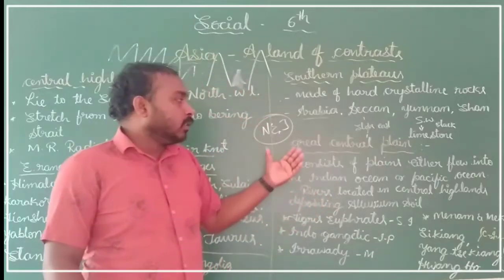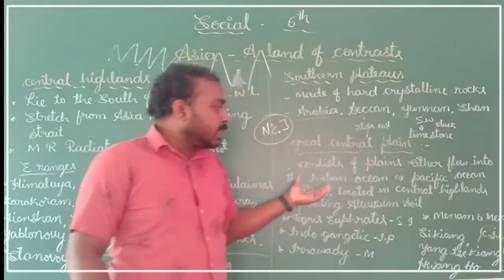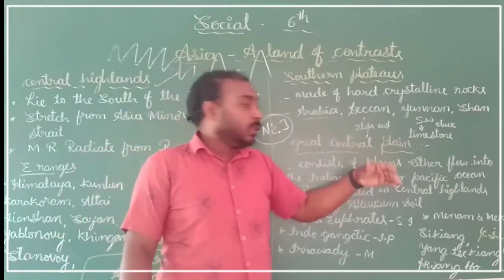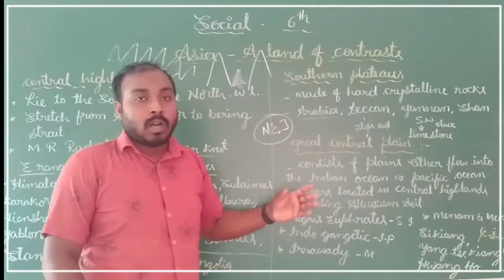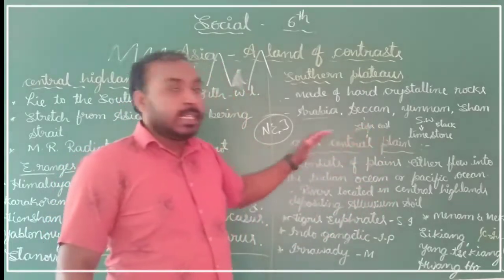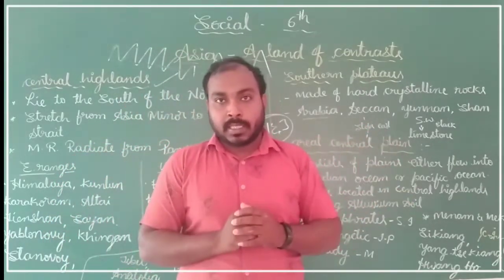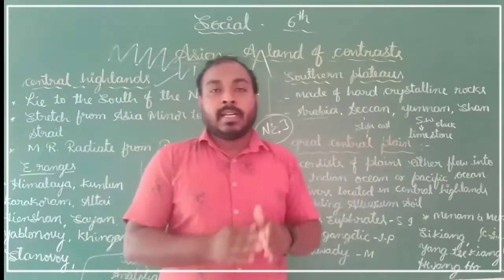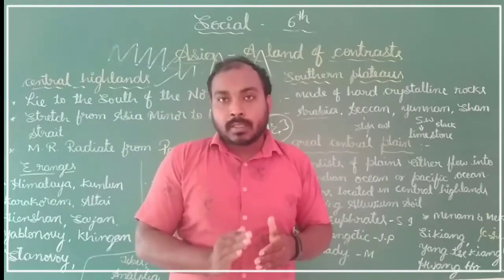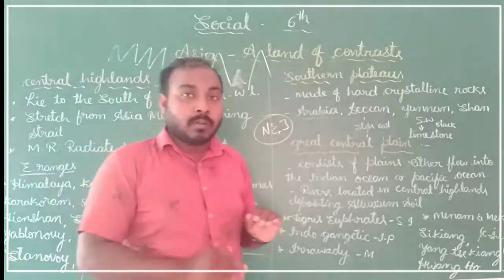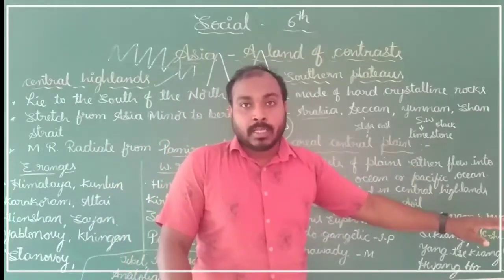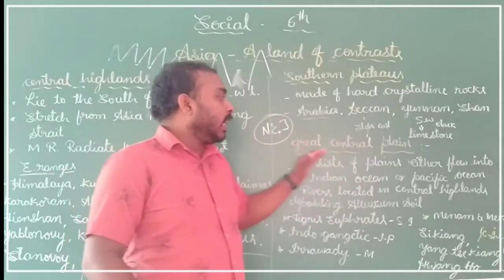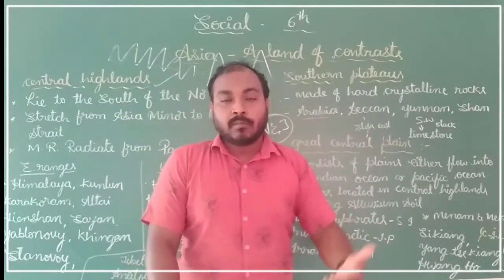The Great Central Plain, as you know, consists of the plains of the rivers that flow into either the Indian Ocean or the Pacific Ocean. This plain is completely formed by the river basins. Which rivers reach the Pacific Ocean and Indian Ocean? Those rivers formed the Great Central Plain, depositing alluvium soil.